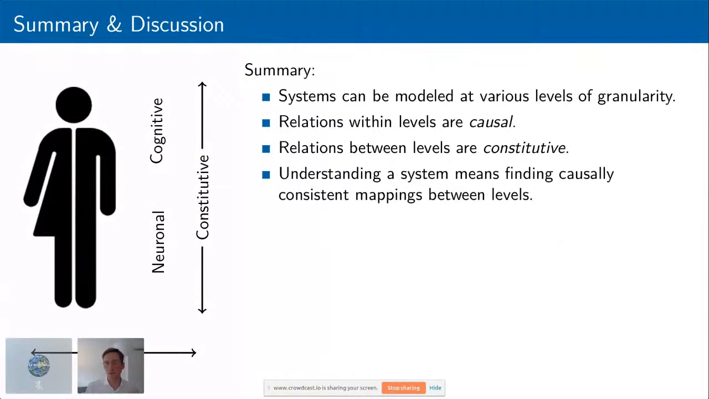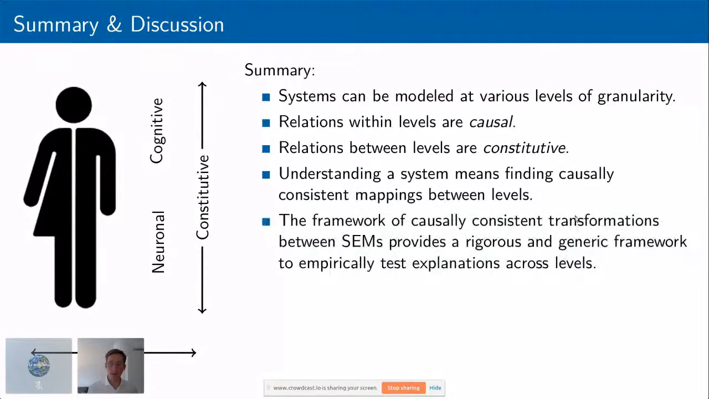And once we have found these levels, these mappings, I believe from a scientific point of view, there's nothing left to be explained. And I hope I have convinced you that the framework of causally consistent transformations between SVMs provides a rigorous and generic framework to think about such transformations, and importantly, to also be able to empirically test such explanations. However, of course, there remains a lot to be done, and there are many open questions.